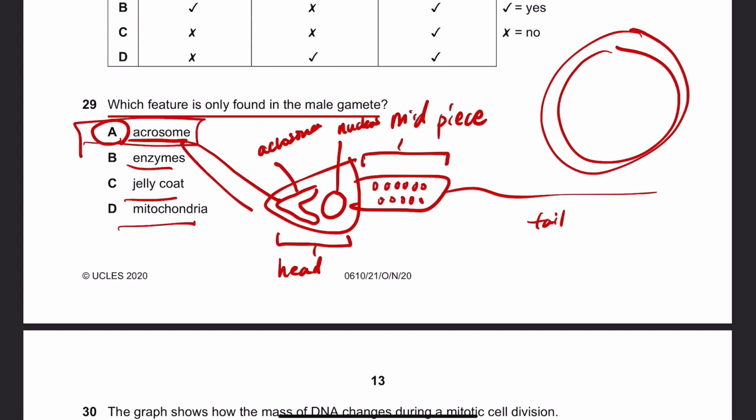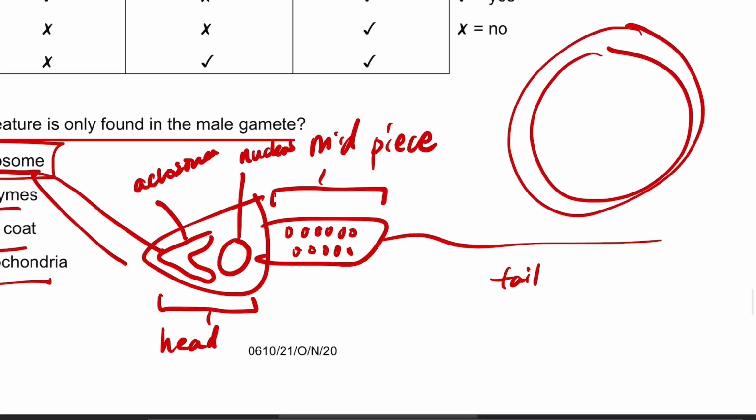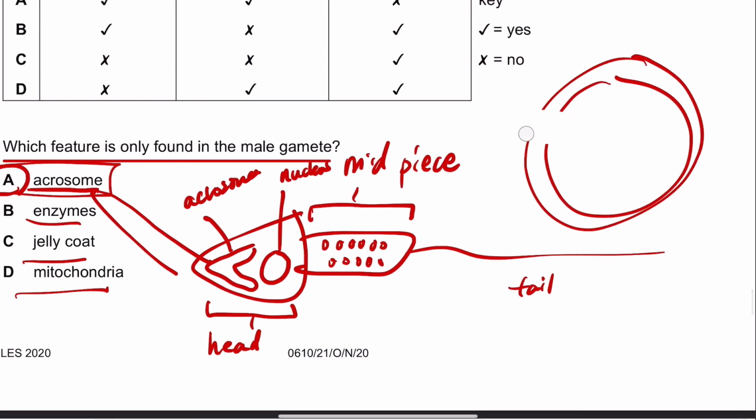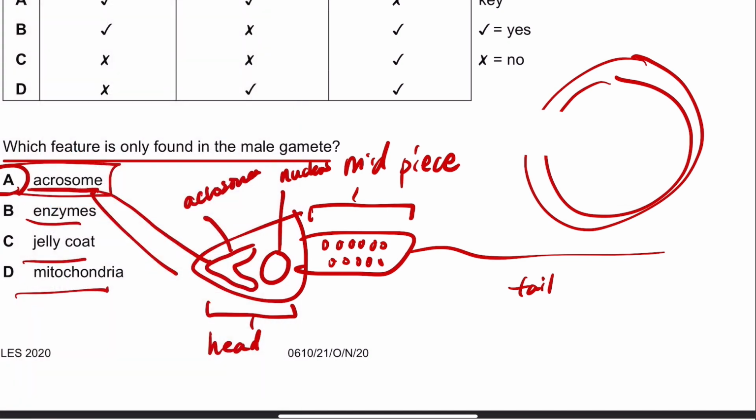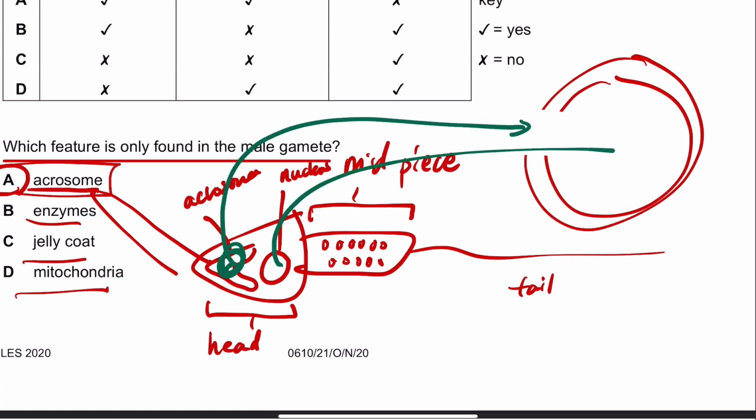By the way, the acrosome has a function in breaking down the jelly coat like this. The acrosome contains enzymes that break down the jelly coat so that the nucleus can enter the egg, and that process is called fertilization.